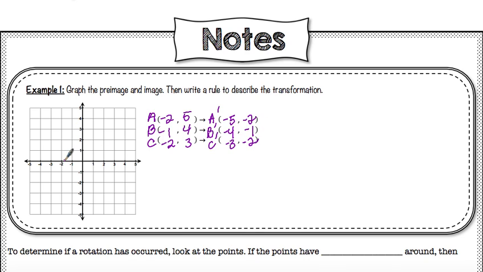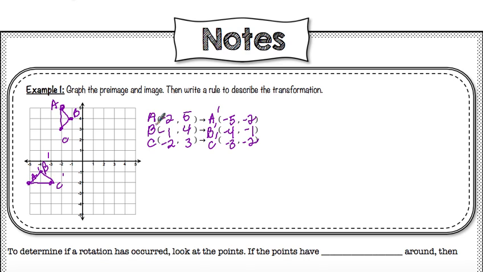Okay, so let's graph those. Negative 2, 5 is A. Negative 1, 4 is B. Negative 2, 3 is C. And then connect the dots. And then I also have A prime, B prime, C prime. Negative 5, negative 2, A prime. Negative 4, negative 1 is B prime. Negative 3, negative 2 is C prime.